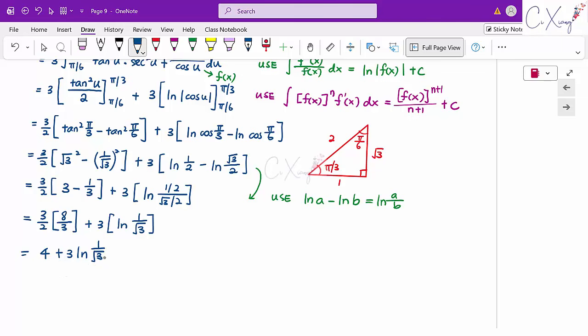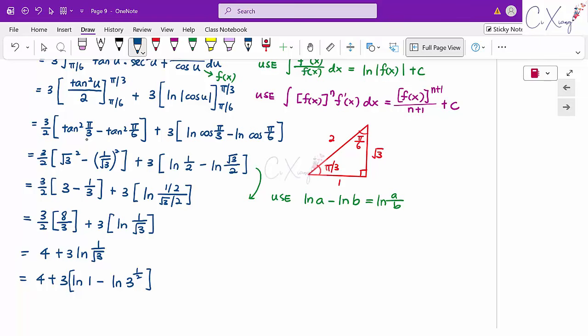Okay, then 1 over surd 3 is a rational function. Alright, so for me personally, my own habit, I don't like to have any surd at the denominator. So I prefer to further simplify it. Okay, so I'm having ln 1 over surd 3. I can write it as ln 1 minus ln 3 power half, surd 3.